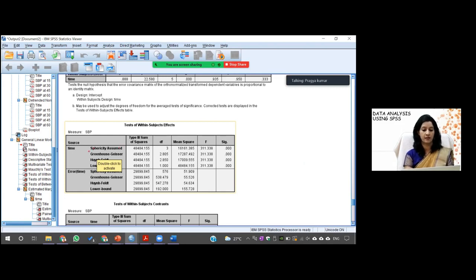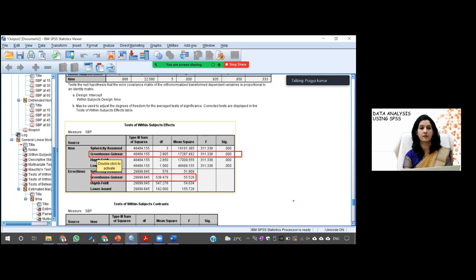So I will take this value, Greenhouse-Geisser, to report, and then I will take the lower one, this value, to report. And then coming to the post hoc. So is it clear up till this point which value to take, depending on the p-value of Mauchly's test of sphericity? So we take two values.